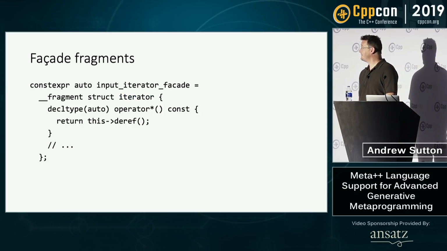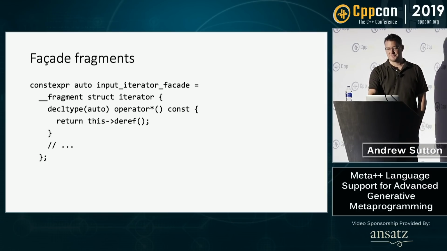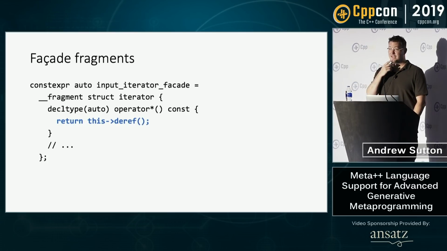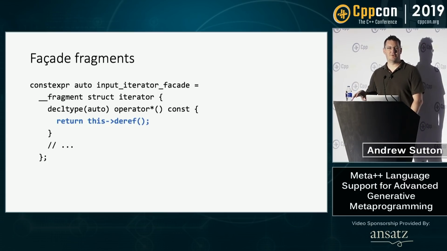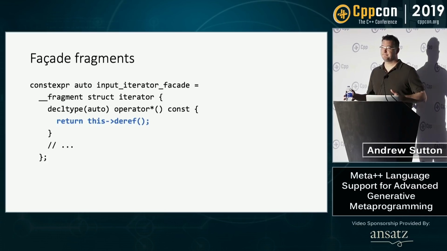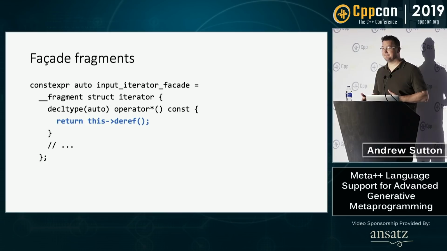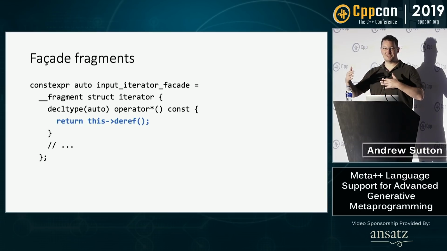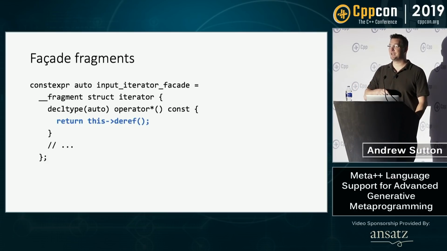So here's my definition of the decltype(auto) iterator, the dereferencing operator. It returns decltype(auto), so it's deduced, and it returns this arrow deref. Now, if you look at this in the following slides closely, you'll notice that there is no declaration of deref inside of this fragment. That's because fragments are dependent. They actually depend on the context in which you insert or inject them, right? So remember, a fragment is just a piece of code that is going to be injected somewhere. It depends entirely on the context where it's injected.